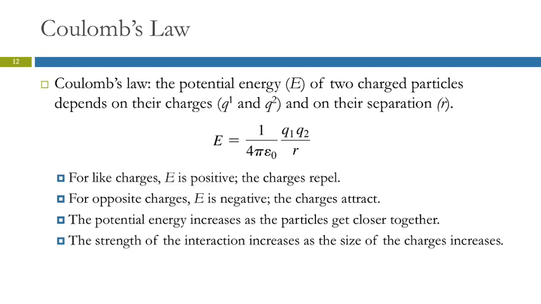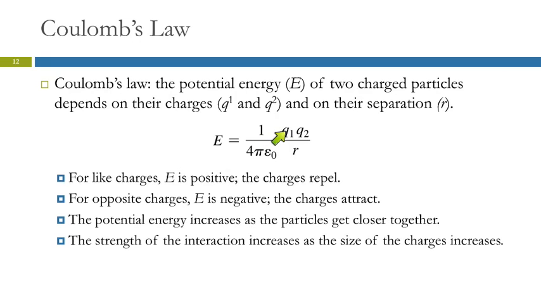So the nucleus has a positive charge, the electrons have a negative charge. The electrons are attracted to the nucleus, and how attracted they are depends on how far away they are. It also depends on their charges. So the electron charge doesn't change, electrons are always a -1 charge, but the charge on the nucleus can change depending on how many protons are in there when you compare different atoms.